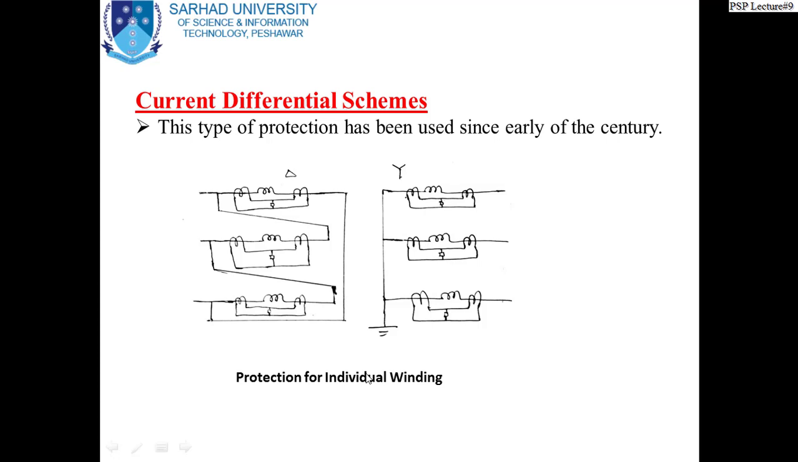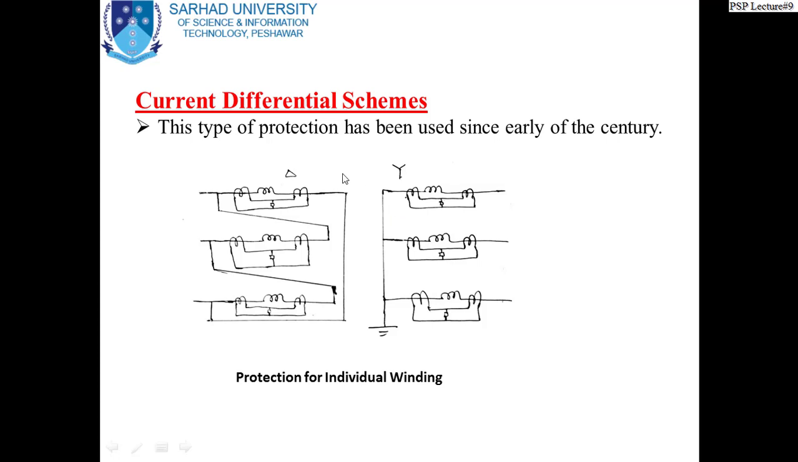Now, differential scheme, or current differential scheme. This protection is used for all big transformers, either in grid stations or, of course, in power houses. This type of protection has been used since the early part of the century.